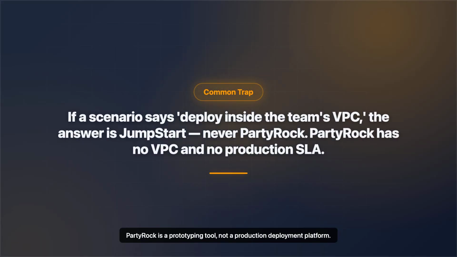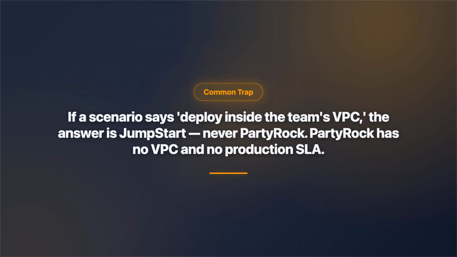PartyRock is a prototyping tool, not a production deployment platform. It has no VPC isolation, no identity integration, and no production service level agreement. That means any scenario with a hard requirement around network placement or production reliability rules PartyRock out immediately. JumpStart is the service built for those constraints. The reason this distinction matters in scenario questions is that PartyRock can appear alongside JumpStart as an option, and if you don't know what PartyRock actually lacks, the choice isn't obvious. The hard rule is straightforward. Deploy inside a VPC means JumpStart, never PartyRock.